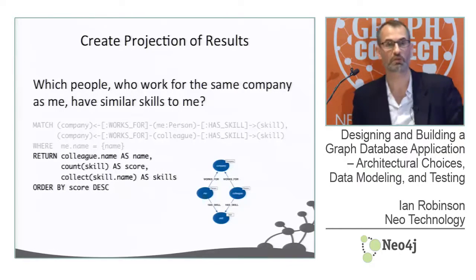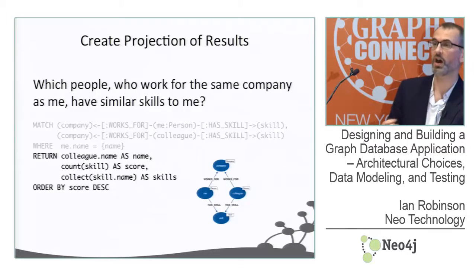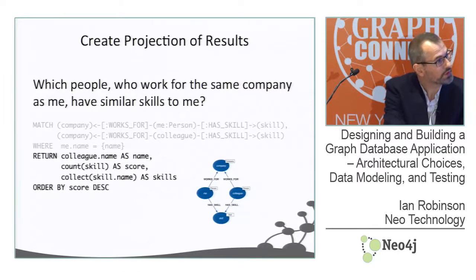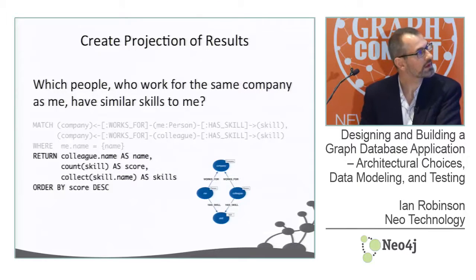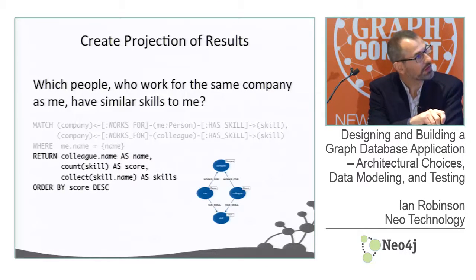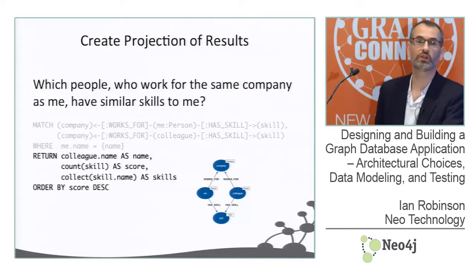We'll match that diamond-shaped pattern several times on behalf of that colleague. So what we'll do is count up the number of skill nodes that we've matched on behalf of this particular colleague. Kind of doing an aggregation here, an implicit aggregation. So we're counting the number of skills they have in common, and we're aliasing that as score. All right, that's their score.